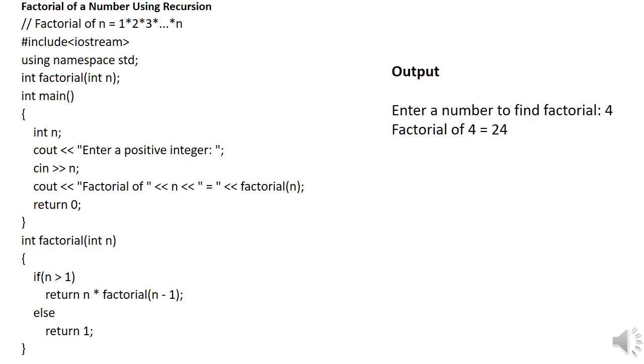So the final factorial function returns the value 1. It will then return 1 into 1 to the previous state, 2 into 1 to the previous state, 3 into 2 to the previous state, and 4 into 6 to the previous state. Like that it will continue, so you will get the result 24. Then I will show you how it is working in the next slide.